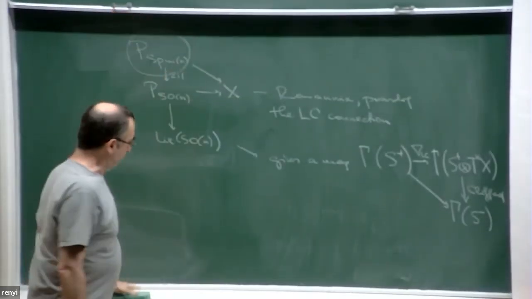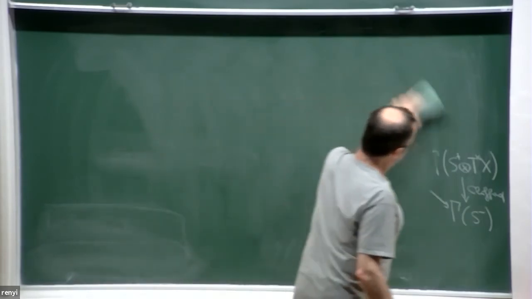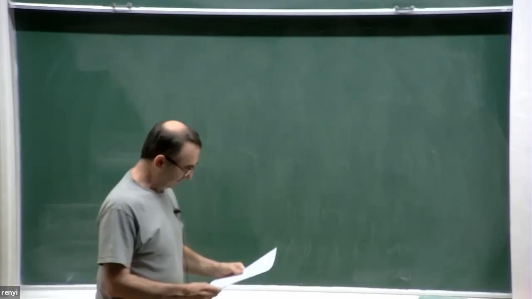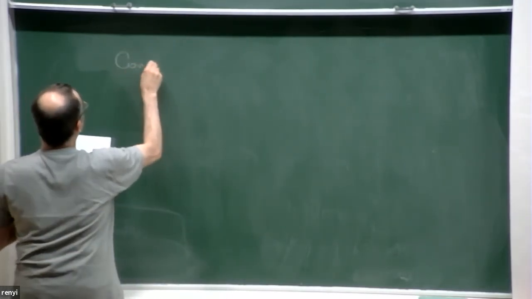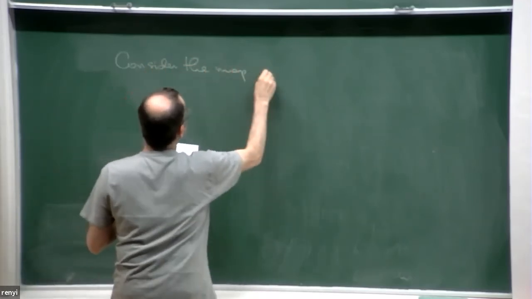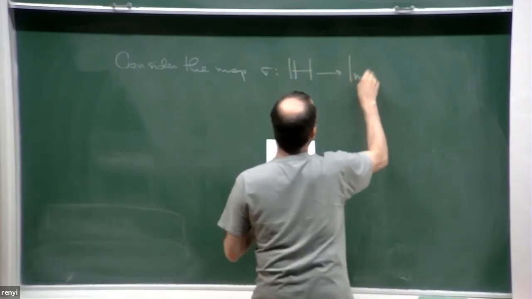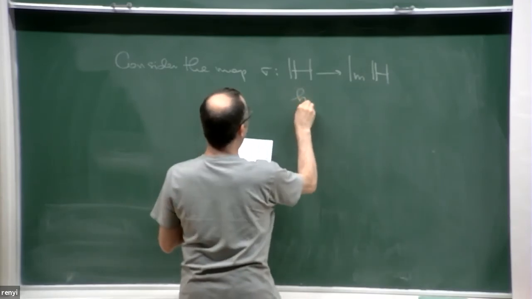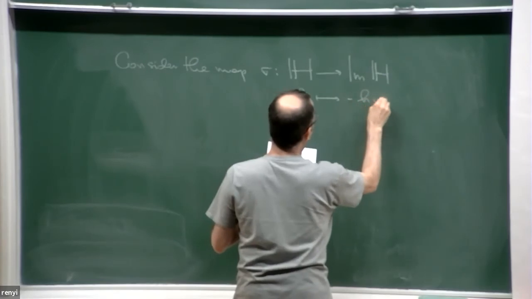And my time is almost up. So let me just give you one more map, and then we are done for today. So consider the map sigma, which goes from the quaternions to the imaginary quaternions, which does the following. It sends h to minus h i h bar.